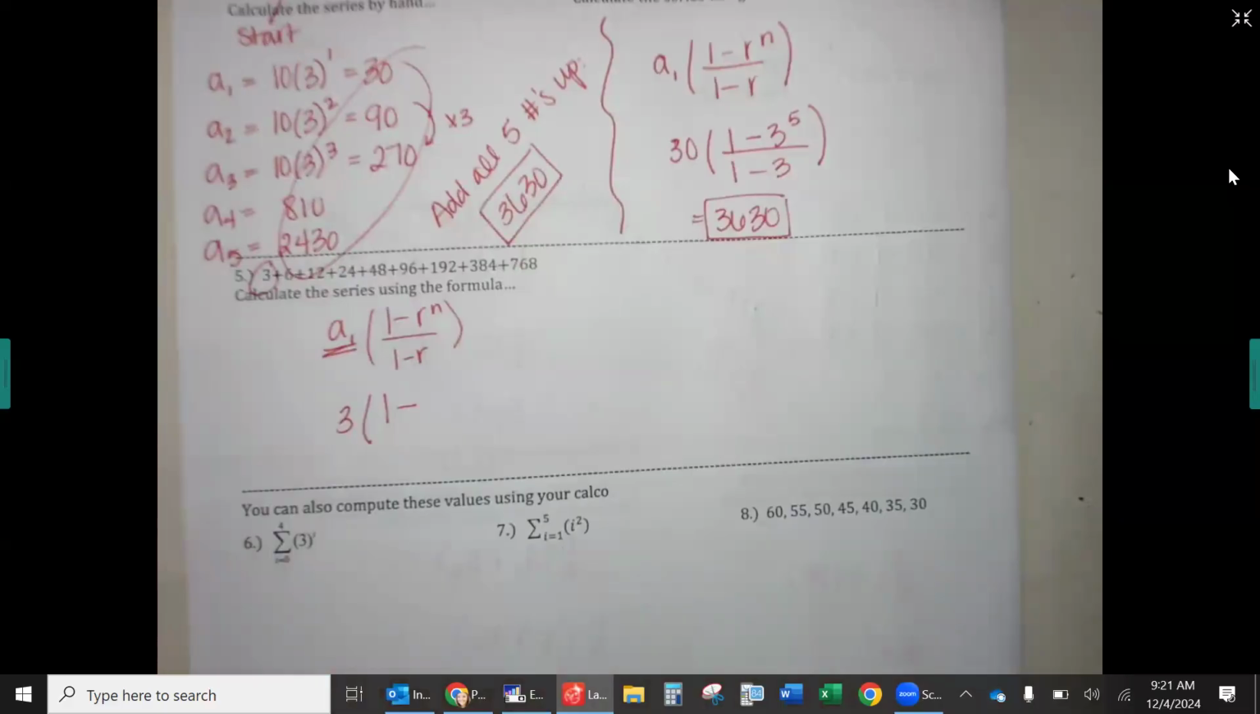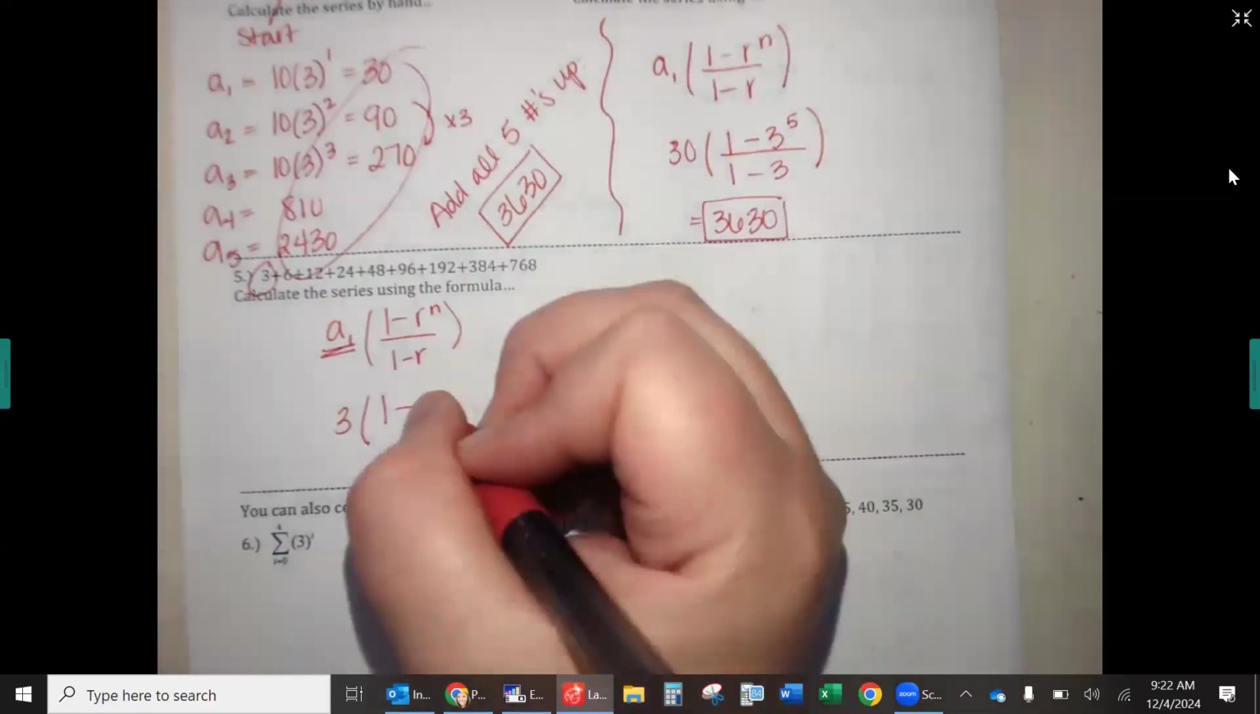Then remember that my R is what I'm timesing by each time. It's what my ratio is. So if I go from 3 to 6 to 12 to 24, what's my ratio? Times 2.